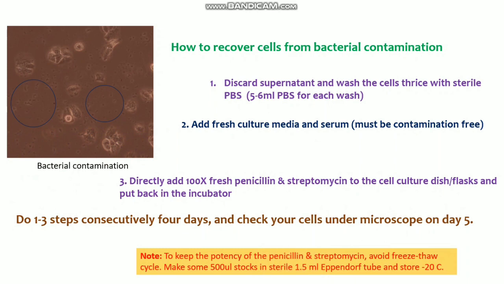There is an important note you need to keep in mind: to keep the potency of penicillin and streptomycin, avoid freeze-thaw cycles. You need to make stocks of around 500 microliters each in sterile 1.5 ml Eppendorf tubes and store them directly at -20 degrees centigrade. When you add your penicillin and streptomycin, take the stock directly out of the -20 degrees centigrade and use it directly. All right. So this is all about recovering your cells from bacterial contamination.